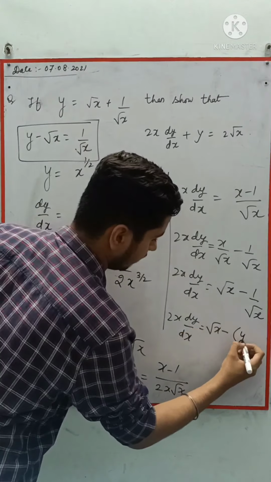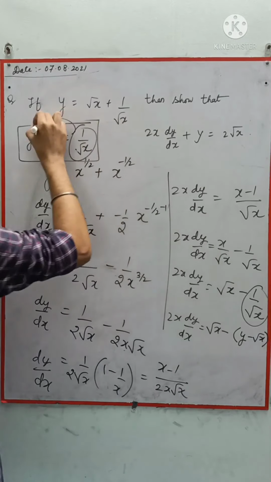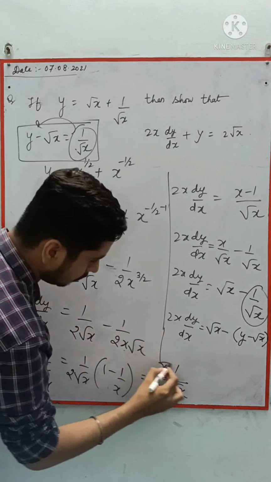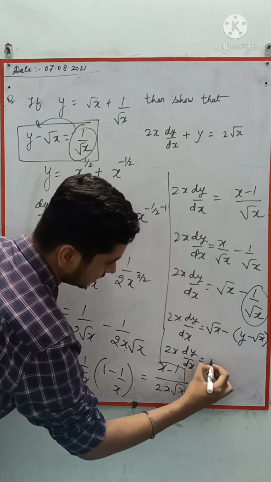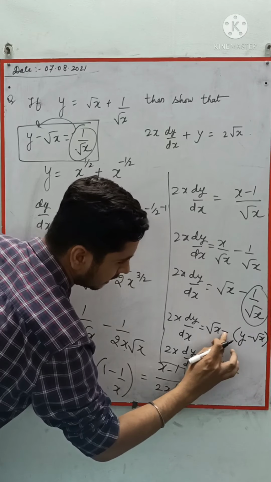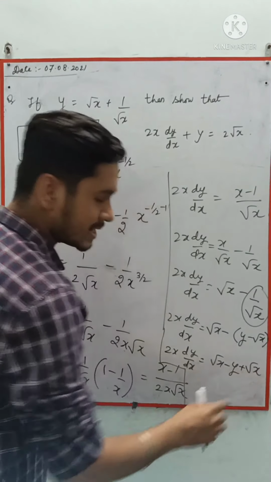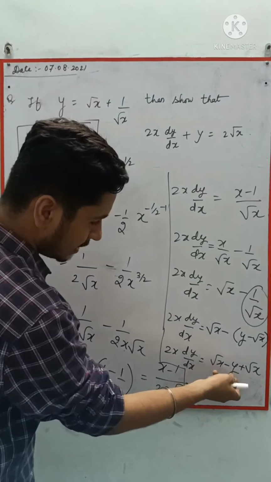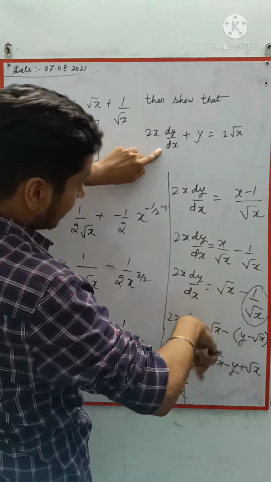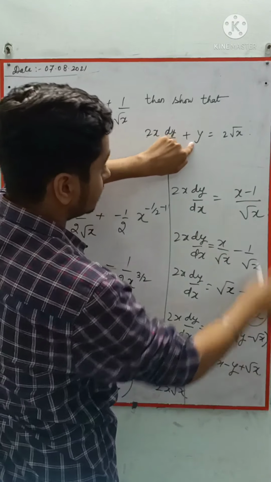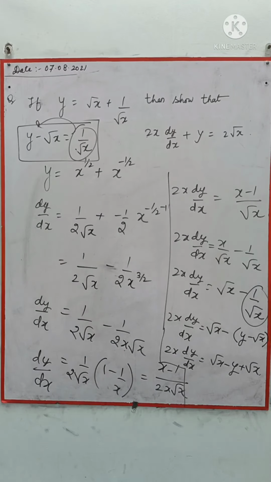Bracket y minus of root x. So this is replaced with this value. Now you are having 2x dy dx root x minus y minus minus, you will get plus of root x. Root x plus root x, 2 root x, and you take minus y here, so it will be 2x dy dx. If you take minus y here plus y, root x plus root x, 2 root x. So hence proved. Okay, understood?